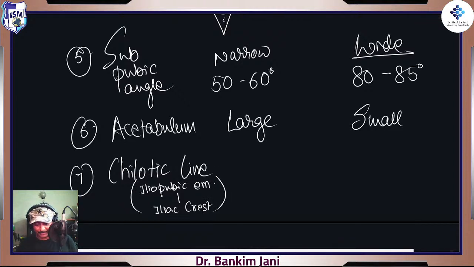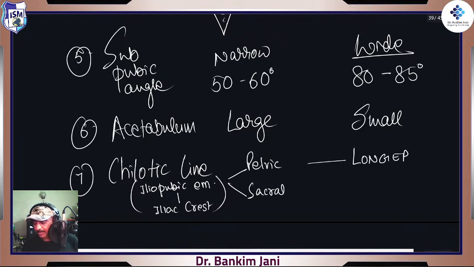So there is a pelvic part and a sacral part. When the bone is in your hand, you can really measure it. In the female, the pelvic part is longer because the pelvis is more roomy and wider, so the pelvic part is longer and the sacral part is shorter. In the male, both of these are equal.